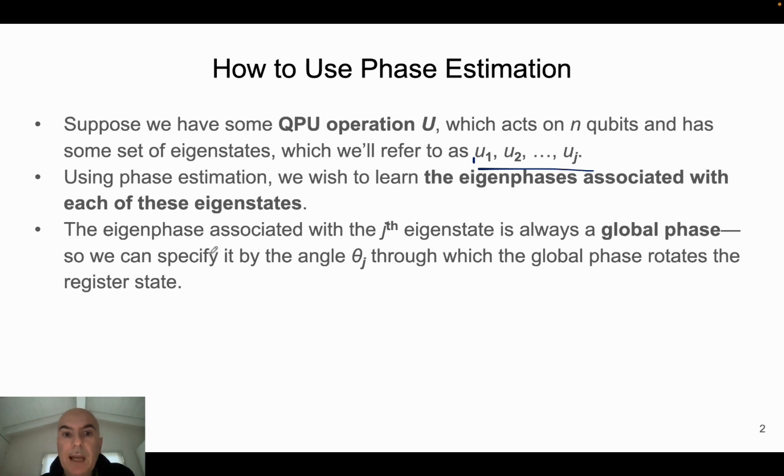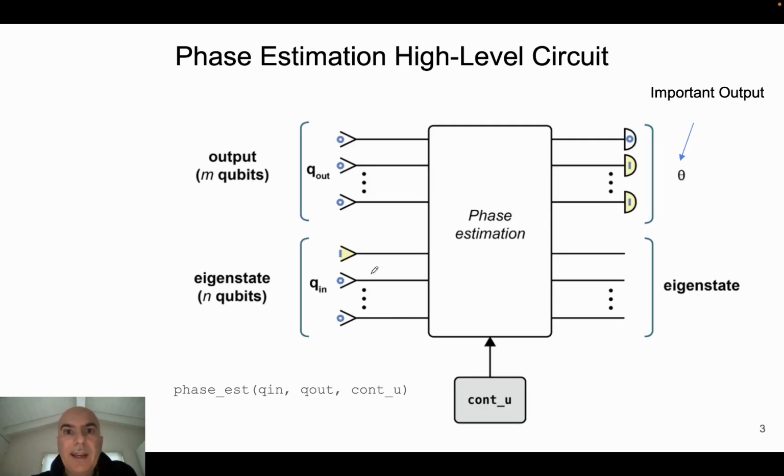The eigenphase associated with the j-th eigenstate is always a global phase, right? So it's not a change of the relative phase. Instead, it is how the phase of the quantum state is changed. So we can specify it by the angle theta j through which the global phase rotates the register state of each quantum state. This is a high-level description of the phase estimation circuit.